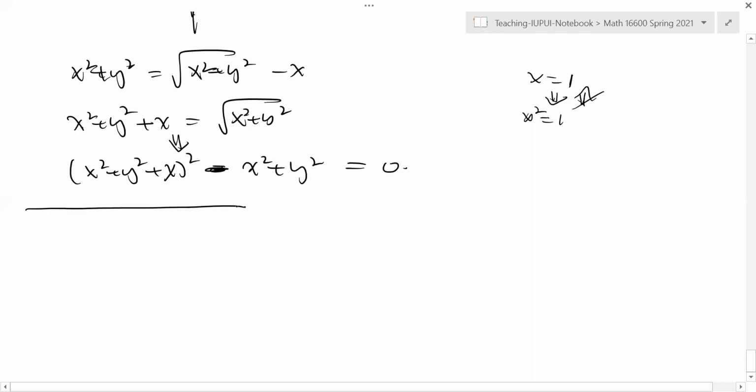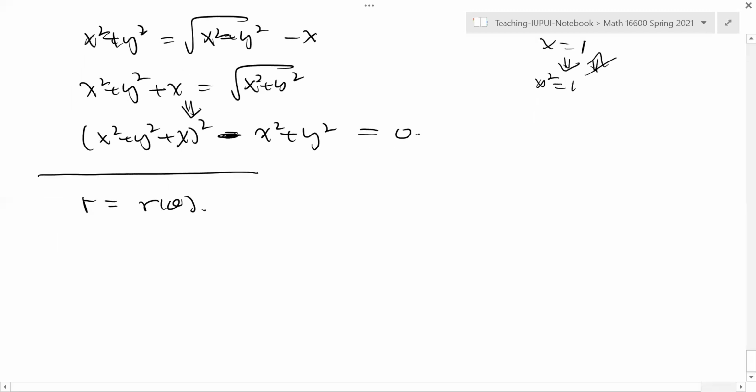Right. Now, in general, if you have an equation r equals f of theta, and the curve is described by this equation, that means r is determined by theta. So you get a point, then you get a curve.